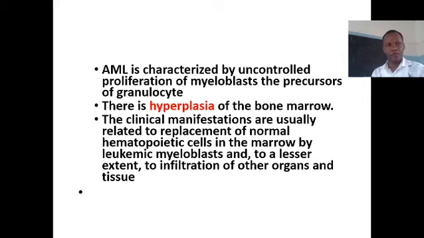AML is characterized by uncontrolled proliferation of myeloblasts. These are the precursors of the granulocytes. What will happen is hyperplasia of the bone marrow. The clinical manifestations are usually related to replacement of normal hematopoietic cells in the bone marrow by leukemic myeloblasts, and to a lesser extent to infiltration of other organs and other tissues.